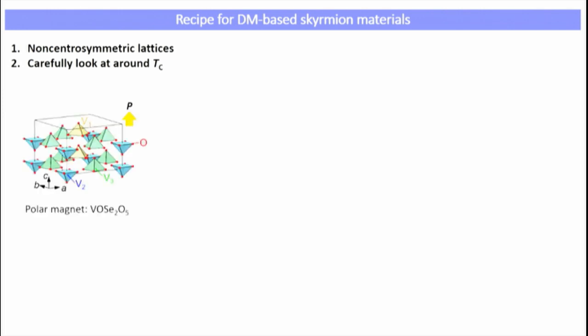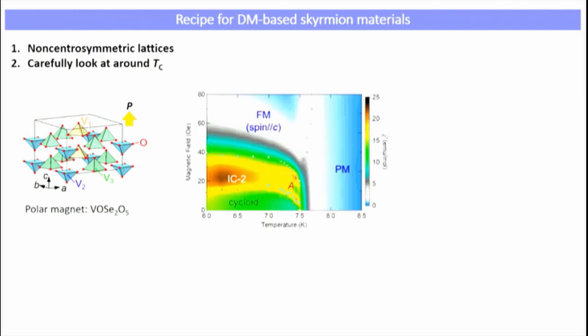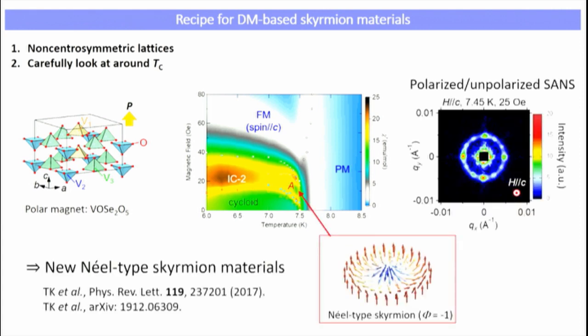Bring the polar magnet, which breaks the mirror symmetry, measure the susceptibility very carefully, and identify the very small pocket region in a low field region as an A phase, and perform the neutron diffraction. So we identified the characteristic sixfold pattern for the lattice formation of the Skyrmions. It was also confirmed by the polarized neutron scattering to be the nail type Skyrmion. So finding a Skyrmion in a non-centrosymmetric magnet is relatively easy.